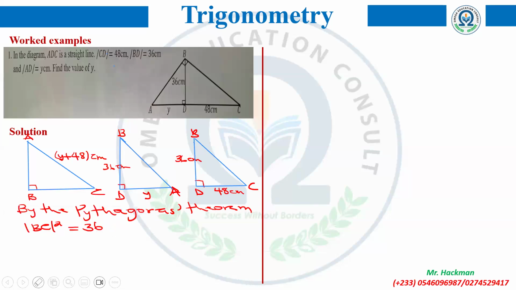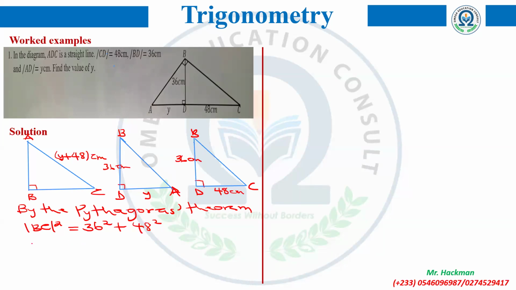Help me, let's go together. We are doing this together. 36 squared plus 48 squared. You can ignore the unit now. Later, when you find your result, then you attach the unit. Is that clear?